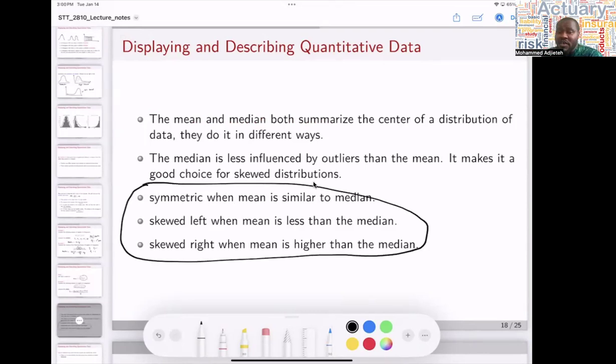When we have symmetric distributions, sometimes you don't even have the data set, or you don't even have the graph, and before you plot the histograms, you want to have an idea of what is happening. When the median and the mean are similar, it should give you an impression that the graph is going to look symmetric, right? And also when the mean is less than the median, it should give you an idea that the distribution is left skewed. And when the mean is higher than the median, it should give you an idea that it is right skewed.